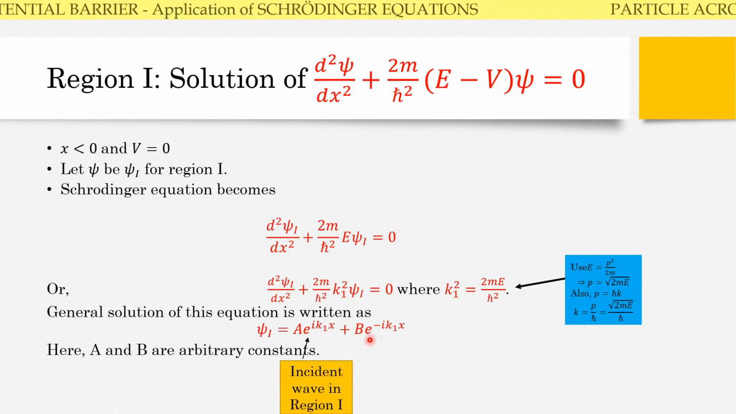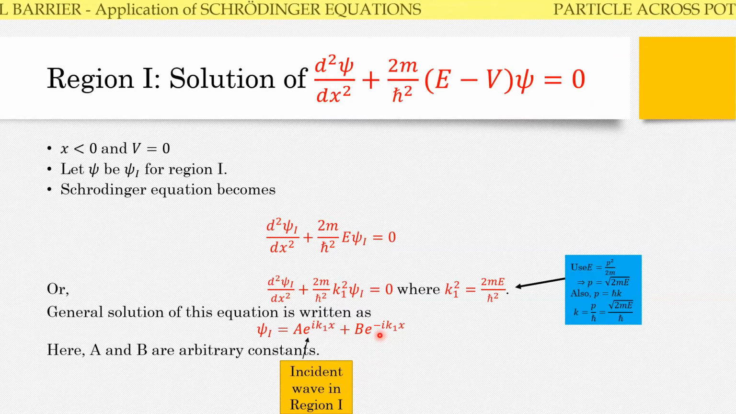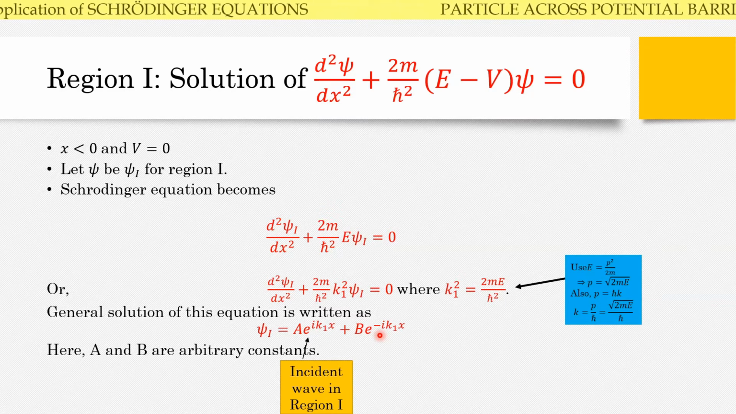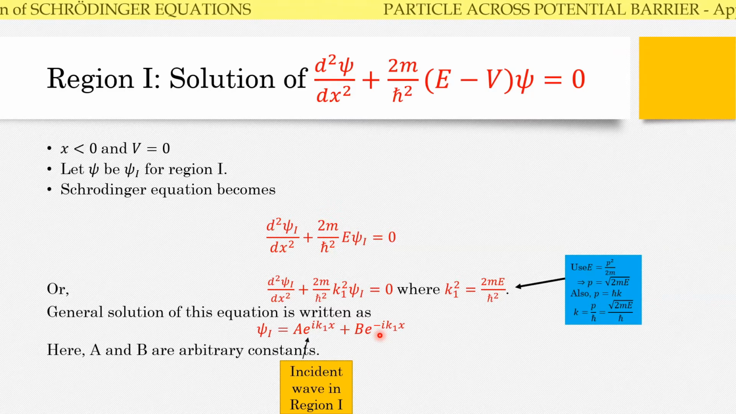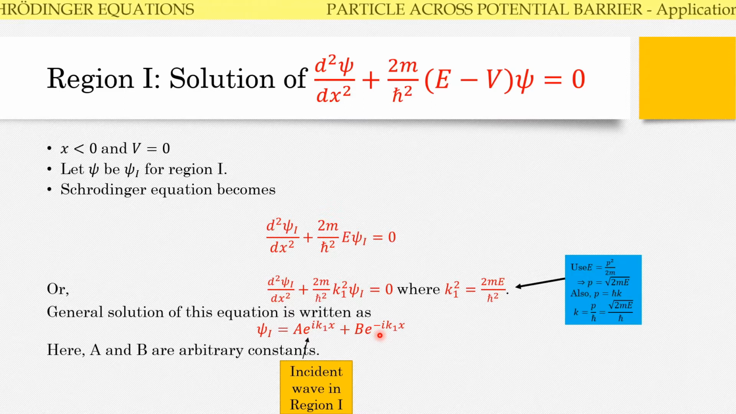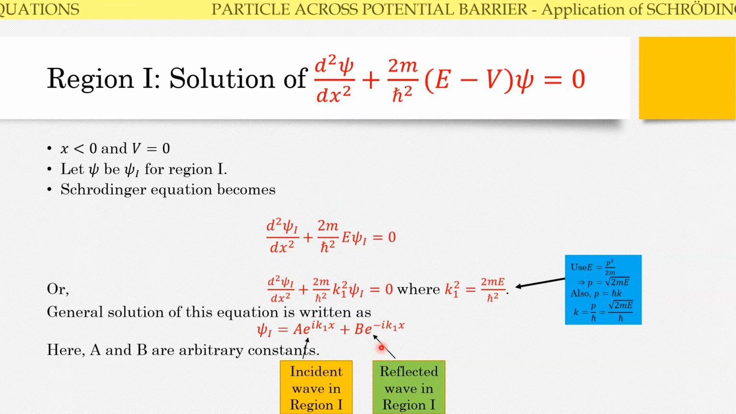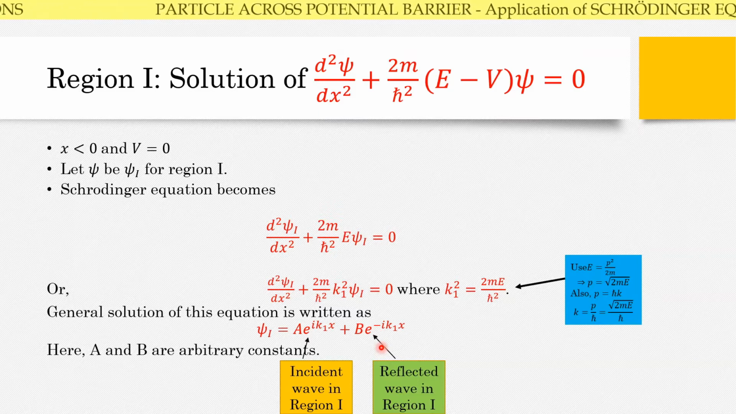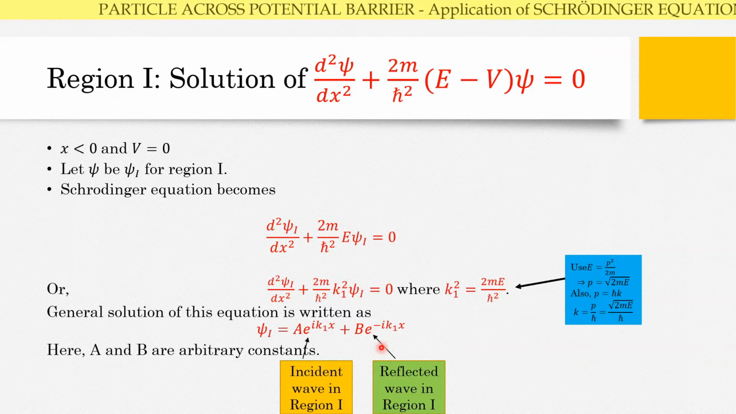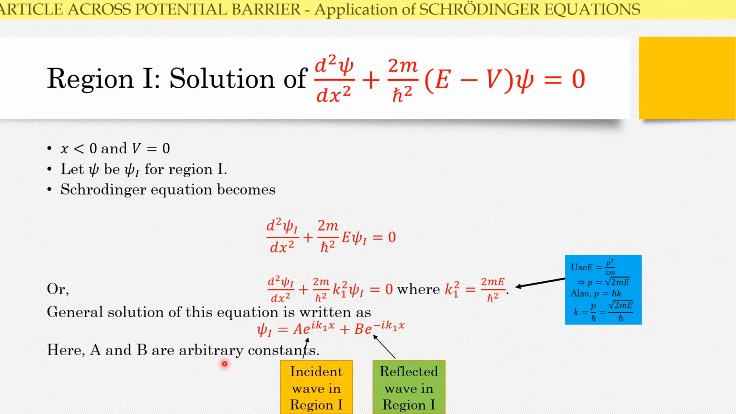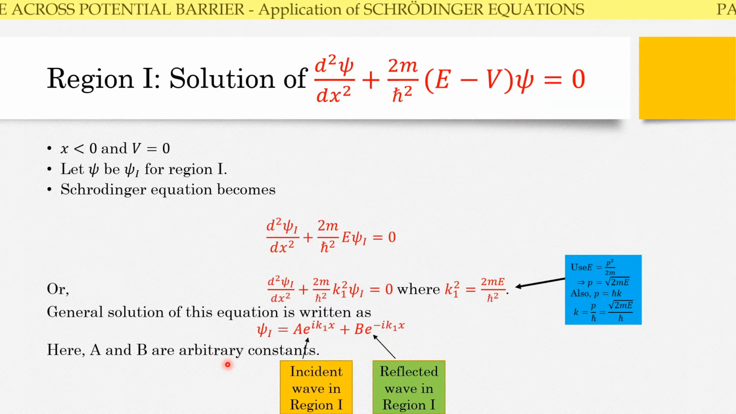And look at the second term, it has the negative exponential argument. So it is the term which represents the wave which is traveling in negative x direction. So it must be the reflected wave, which upon hitting the potential hill gets reflected back into the region 1. So here a and b are arbitrary constants. Obviously we have to solve for them later.